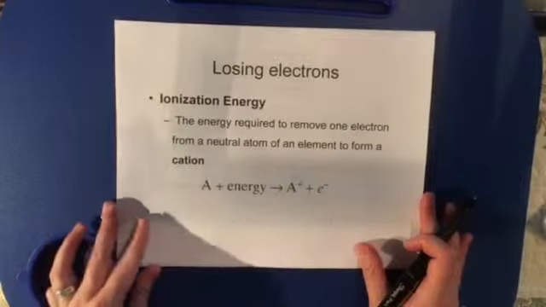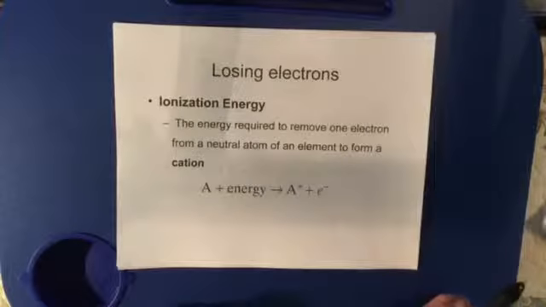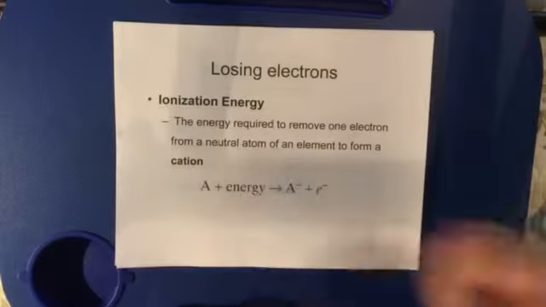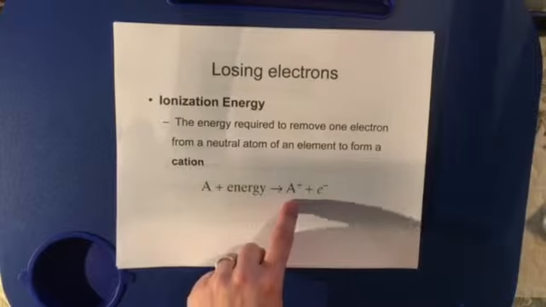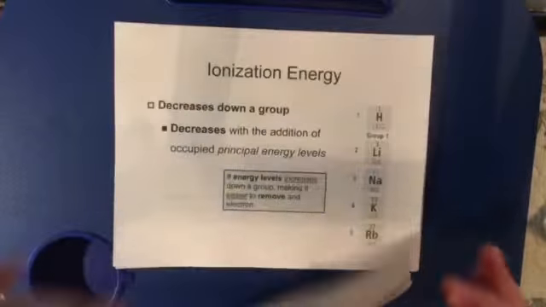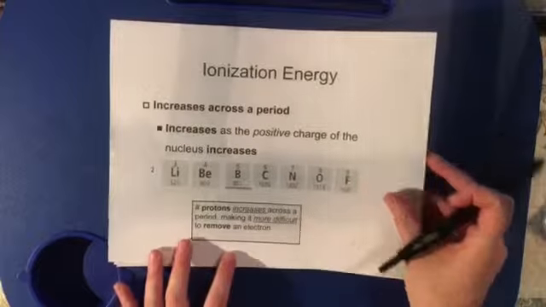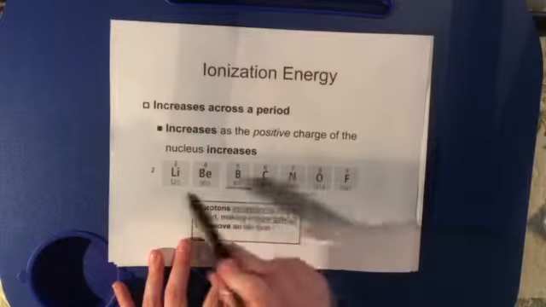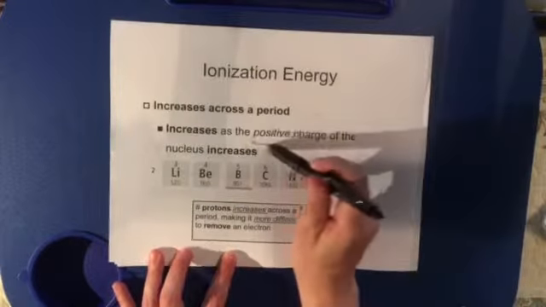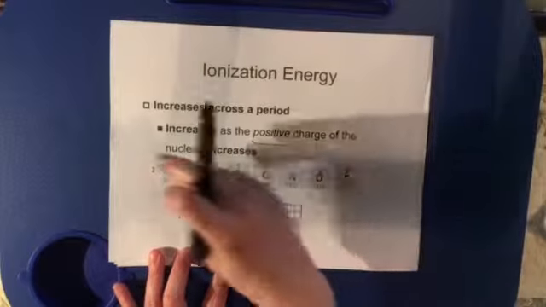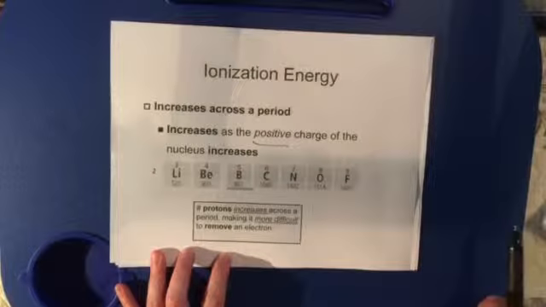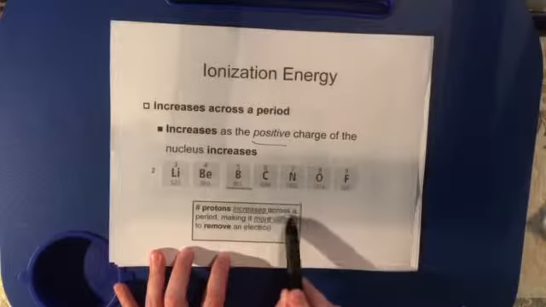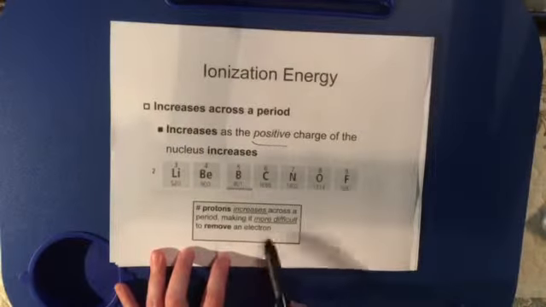The next is ionization energy, which is basically how much energy is required to steal an electron away from that element and make a positive ion. And so ionization energy, it makes sense that as you go across, it's going to get harder as the positive charge of the nucleus increases. It's more difficult to steal an electron as you're adding protons to the nucleus. So the protons increase across a period, making it more difficult to remove an electron.